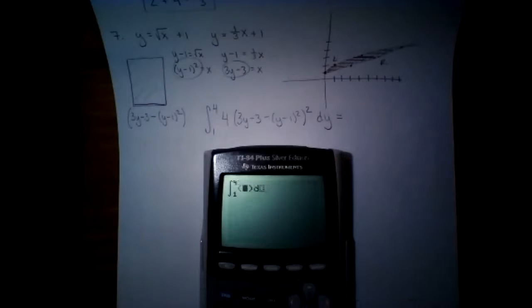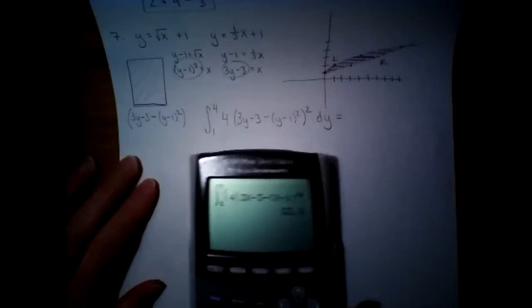So integral 1 to 4, 4 times, and you could put the 4 out front of the integral if you wanted as well. All right, 3x minus 3 minus parenthesis x minus 1 squared, close parenthesis, squared dx. It's a lot to type. Typing it is a skill. You got to practice that as well.